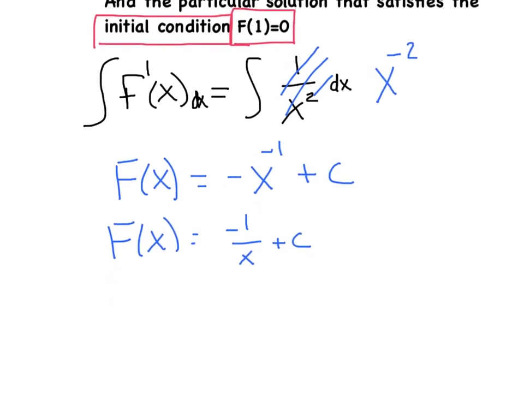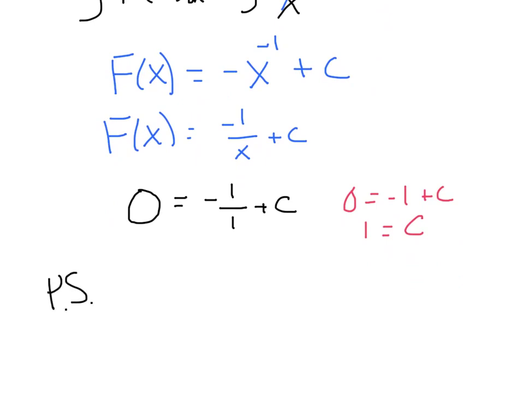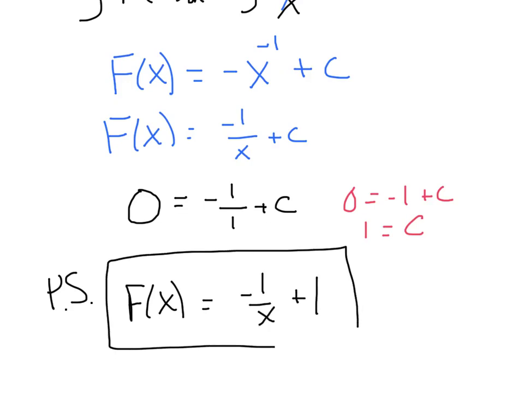All I'm going to do is say if f of 1 equals 0, then 0 equals negative 1 over 1 plus c. Obviously, that's my x, that's my y. We've talked about that since 9th grade. I'm going to get 0 equals negative 1 plus c, so c equals 1. Therefore, my particular solution, let's label it PS, is f of x equals negative 1 over x plus 1. I'm no longer going to say plus c when I have a particular solution. I'm going to figure out exactly what that particular value is. And that's it. That's our simple step of getting a particular solution.